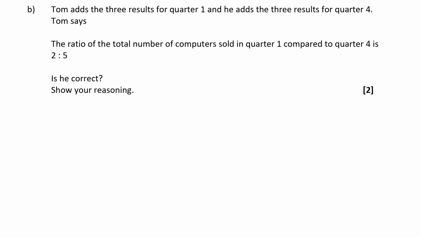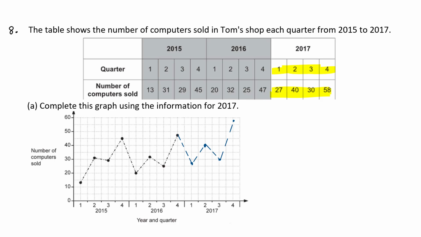Part B says Tom adds the 3 results for quarter 1 and he adds the 3 results from quarter 4. Tom says the ratio of the total number of computers sold in quarter 1 compared to quarter 4 is 2 to 5. Is he correct? Show your reasoning. Okay, well let's pull up the table we had from the first part, part A. Let's see if we can find all the quarter 1s and quarter 4s and compare them. So quarter 1 is going to be that 13, the 20 and the 27.